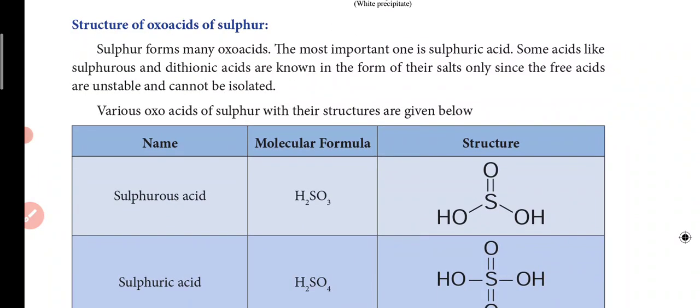Now today we are going to see the other structure of oxo acid of sulfur. So sulfur forms many oxo acids. The most important one is sulfuric acid.